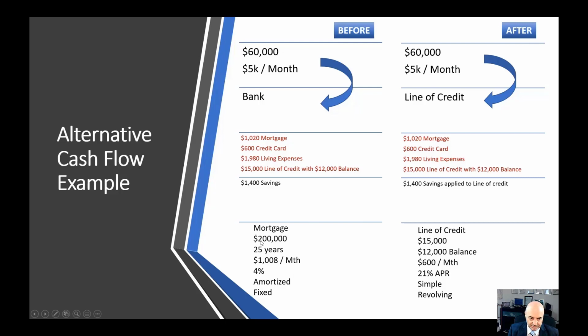So the mortgage is the same: $200,000 balance over 25 years, $1,008 per month at 4% interest. Your credit line is a $50,000 line of credit, available credit. This person has an outstanding balance of $12,000, which they are obligated to pay $600 per month on. His APR is 21% on that credit card. So I've factored in a higher interest rate compared to a lower interest rate for the mortgage.